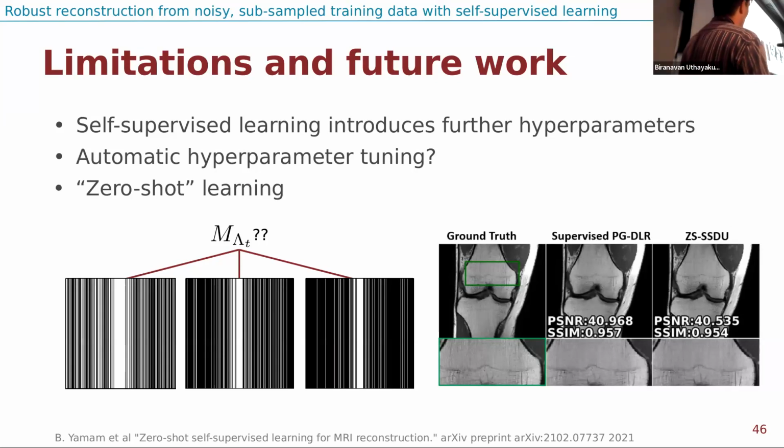Related to this is this idea of zero-shot learning, where it's assumed that you don't actually have access to a training set at all. All you get is one image, and then you can train a network to recover clean images just from that single example. The authors of SSDU have shown some pretty impressive results where they do a version of SSDU with an automatic stopping criterion. So that's something that could complement the work we've done so far as well.